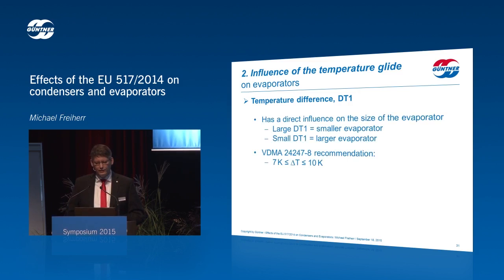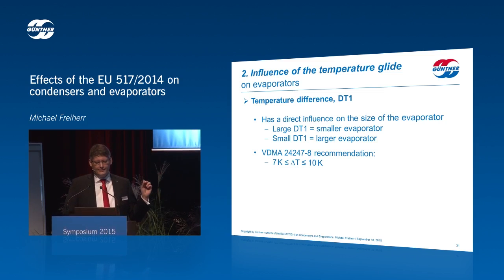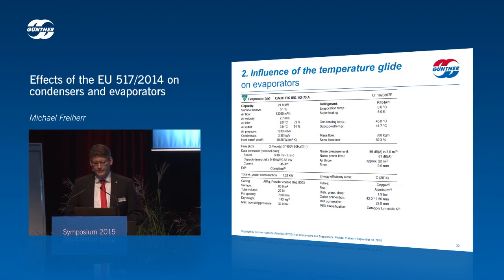The recommendation of the VDMA is 7 Kelvin to 10 Kelvin. But the difference to the condenser is the following. The delta T that you have here has a direct influence on the dehumidification of the cooled good. With a large delta T, there's more dehumidification, and with a small delta T, there's less dehumidification.